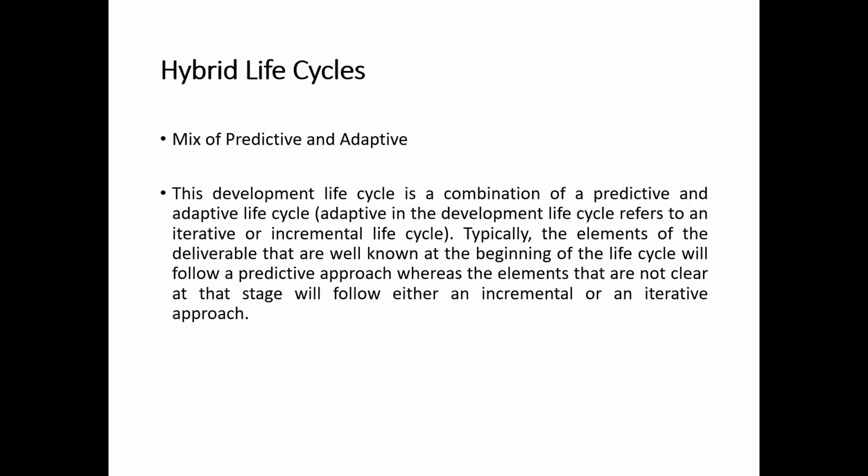And then there is the hybrid life cycle, which is a mix of predictive and adaptive life cycles. Adaptive in the development cycle refers to iterative or incremental life cycles. The elements of deliverables that are well known at the beginning of the life cycle will follow a predictive approach, and those elements which are not known will follow the adaptive nature of this cycle. Then we have phase-to-phase relationships, like sequential relationships, overlapping relationships, and iterative.